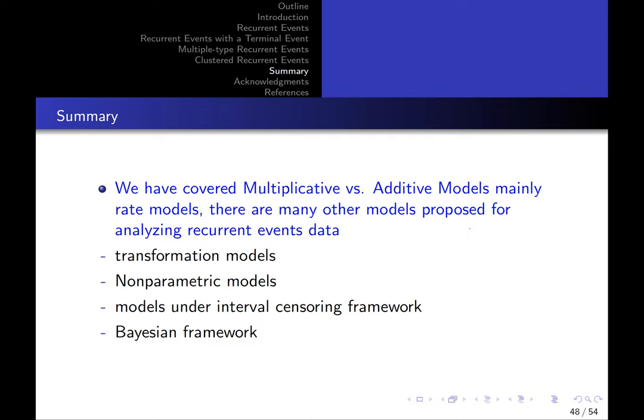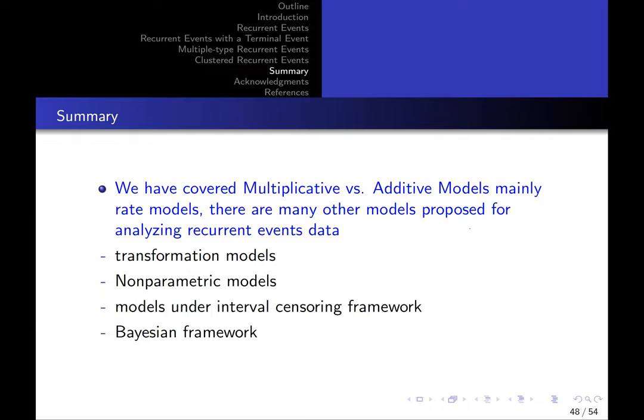Because if you have 8, 10 events, then with PWP models or stratified proportional intensity models, you'll end up with small risk sets. The interpretation becomes a problem. So how do you interpret? You say that within two events you have a higher risk, but when it goes to four events, it has smaller risk. There is no justification. Logically, it will be a problem.